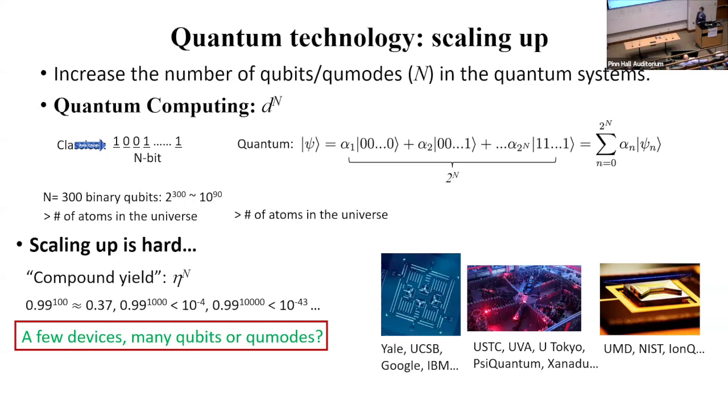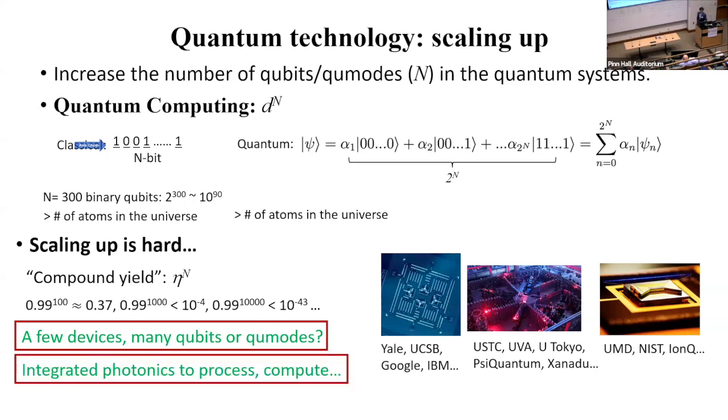Olivier's work already demonstrated that, but I'm just going to introduce this from a different angle. If you can use a few devices and generate many, many quantum modes or qubits, then in a way, you work around that compound yield issue. And of course, you want it to be compatible with integrated photonics, the technology that can massively produce computing units. So we need integrated photonics.